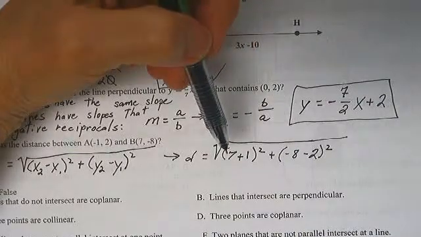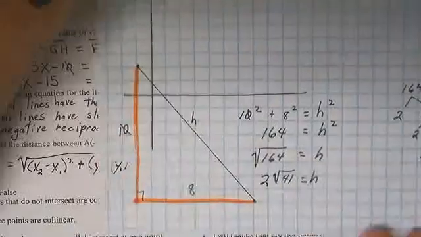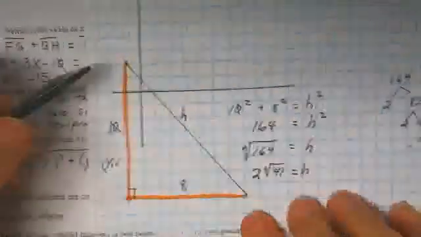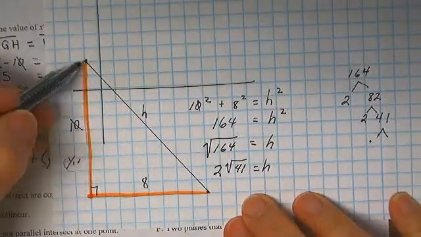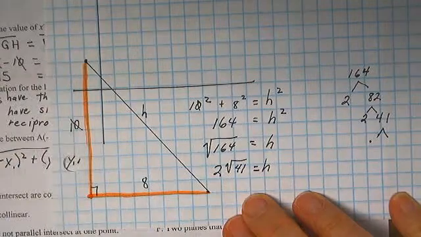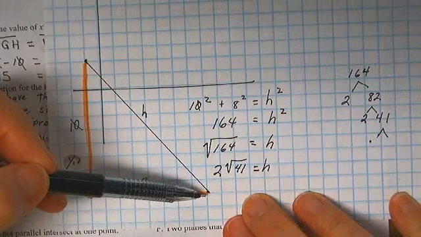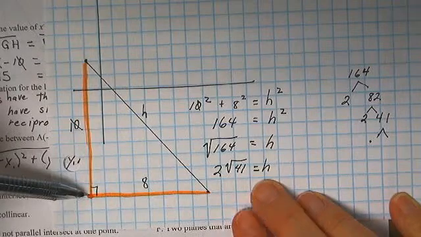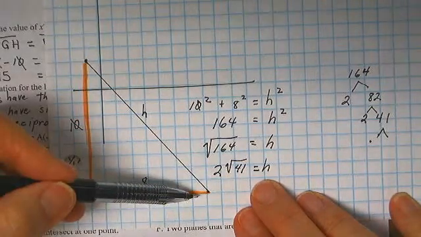We can also graph this problem, and we can see if we graph it, we can use the Pythagorean theorem. -1, 2, and 7, -8. So my change in y is 10. My change in x is 8.